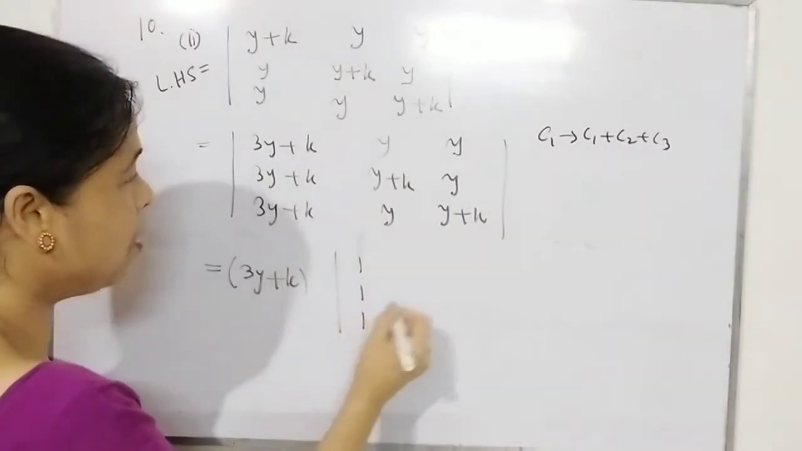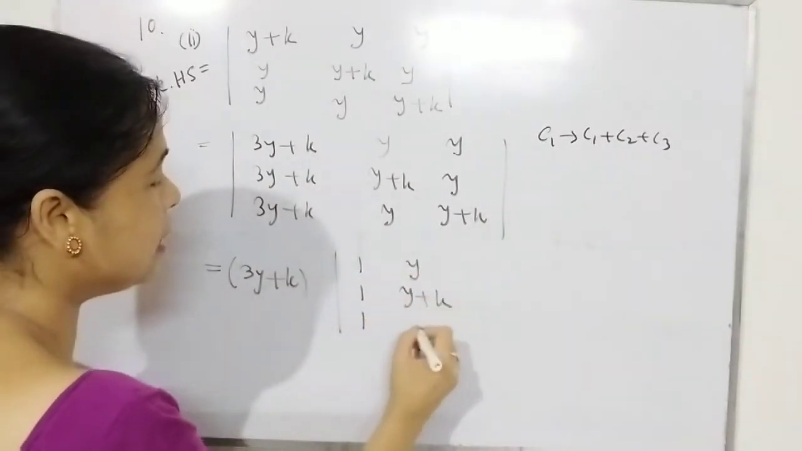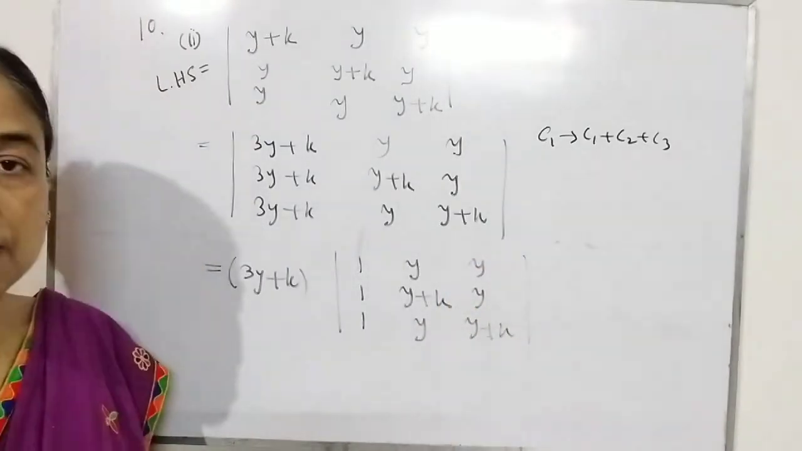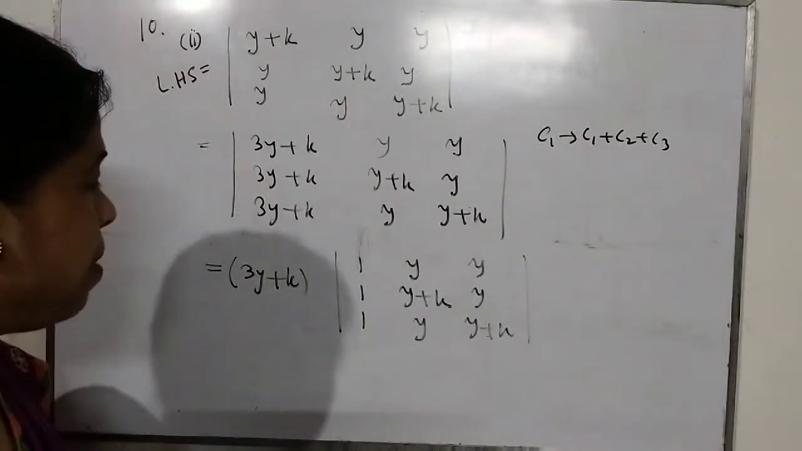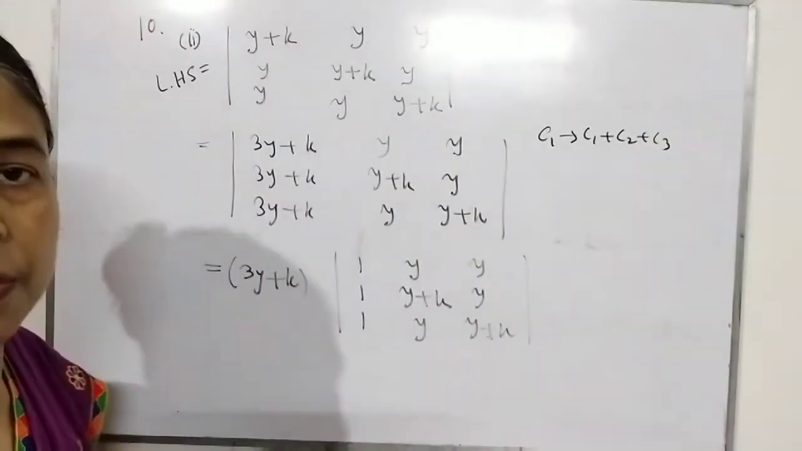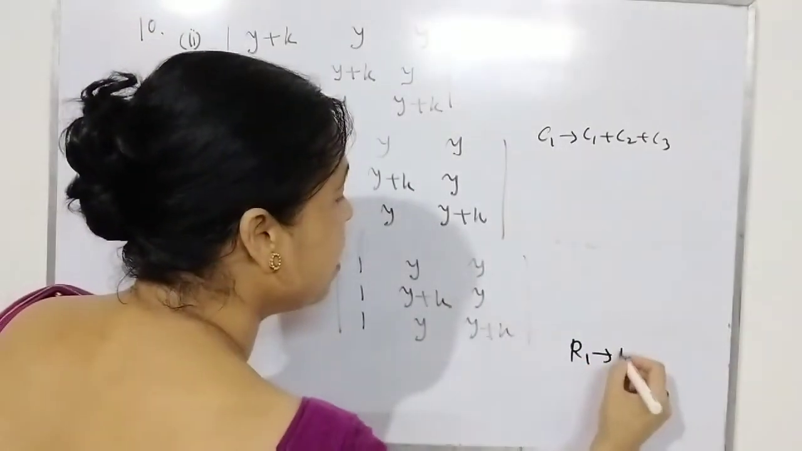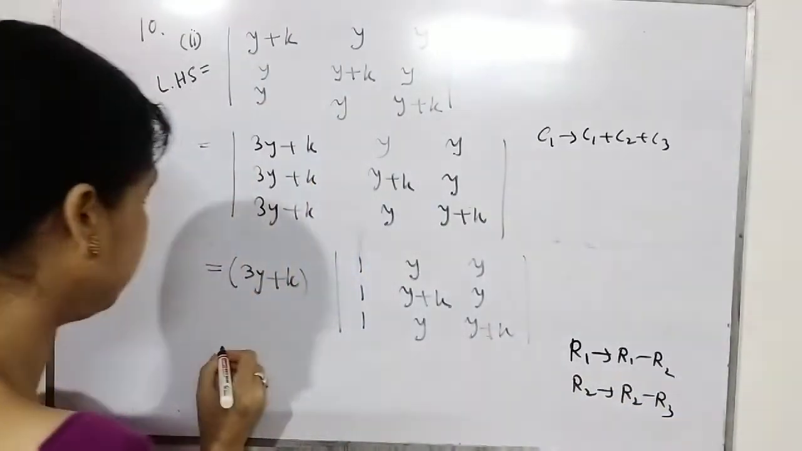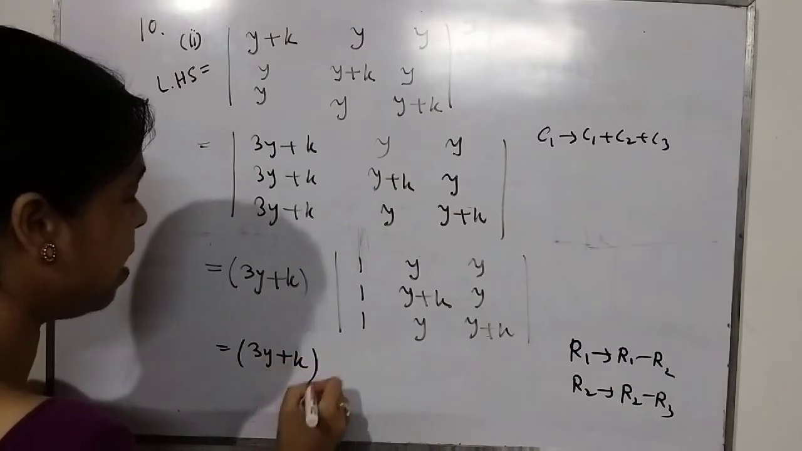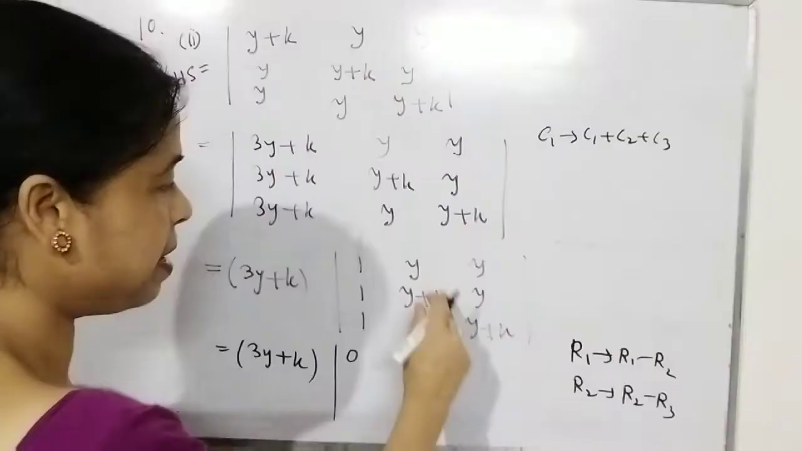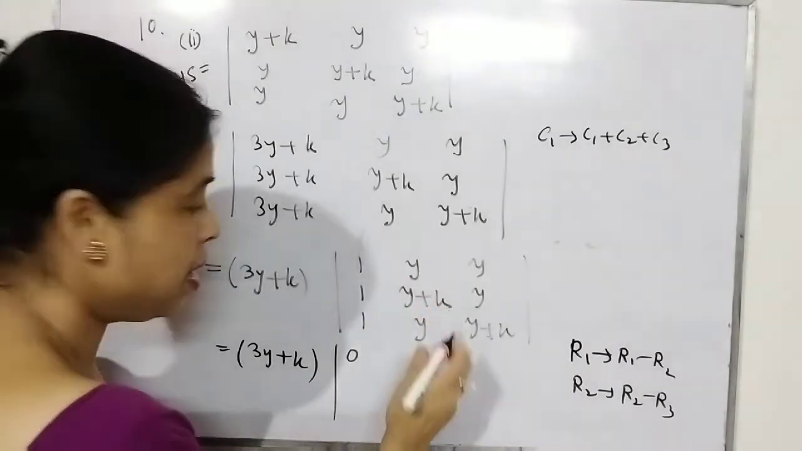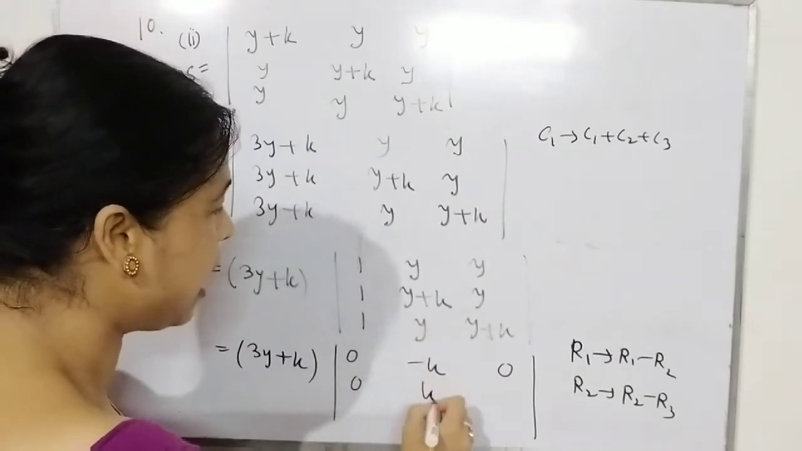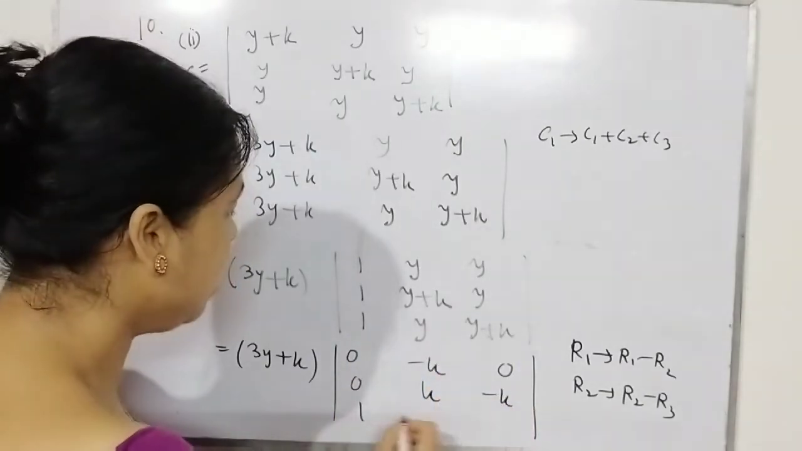Column 1 will be all ones. Then the rest is y, y plus k, y, and y, y, y plus k. After this, you see what to do. As we have one row or column where all elements are equal, so subtract and you will obtain your answer. So let us replace R1 by R1 minus R2 and R2 replaced by R2 minus R3 because I can get 2 zeros. So 3y plus k will be there. Replacing, 1 minus 1 will be 0. R1 minus R2: y minus y plus k, that is minus k. y minus y is 0. R2 minus R3 will give you 0, this is k, and here what is left? Minus k.